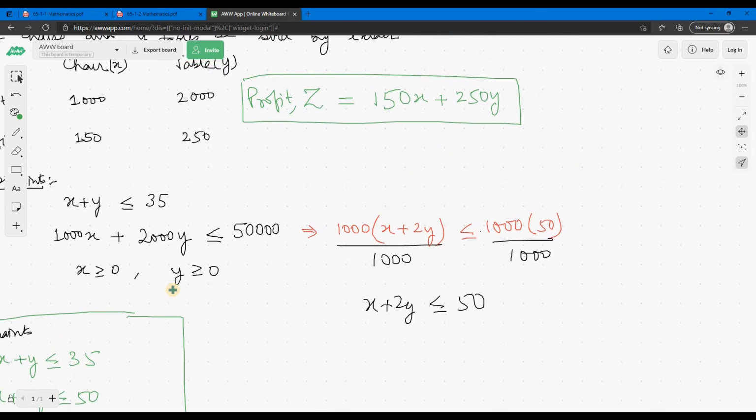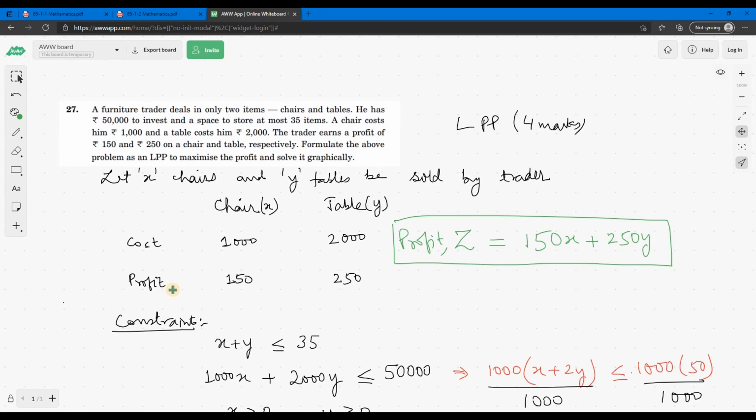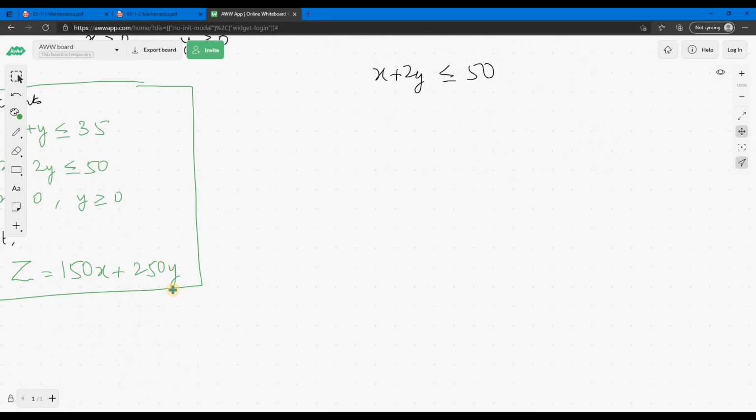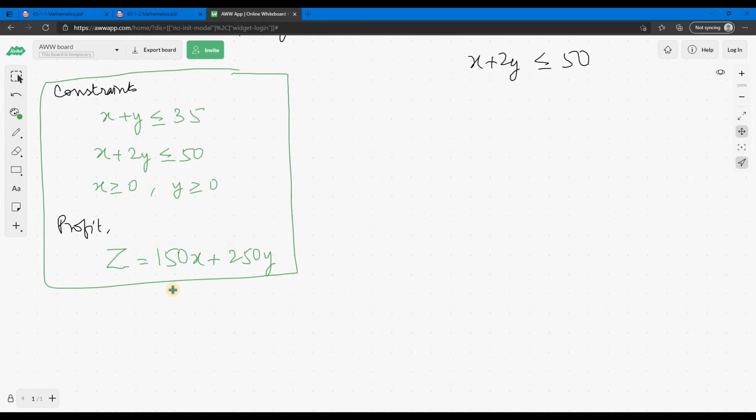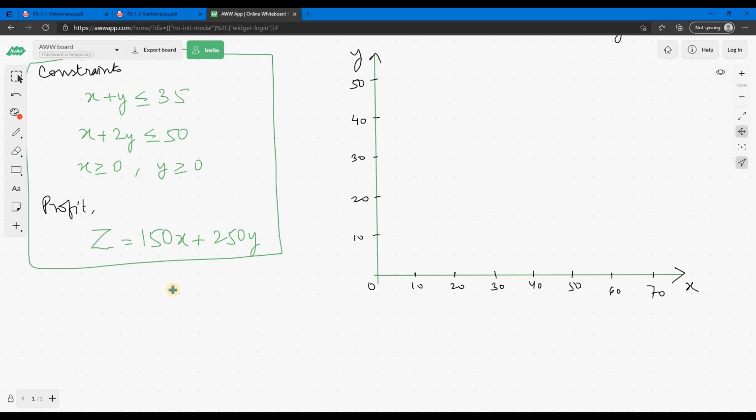Now we need to graph it and solve it, because we have to solve it graphically as instructed. To solve it graphically, first of all let's plot these constraints. We have the xy plane over here, and we have to draw the constraints. For the first constraint, x plus y less than or equal to 35, first we have to draw the line x plus y equals 35.